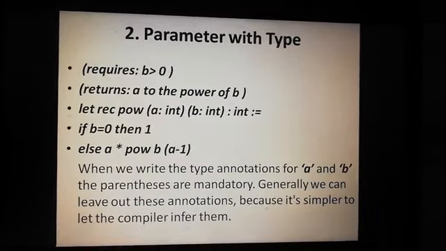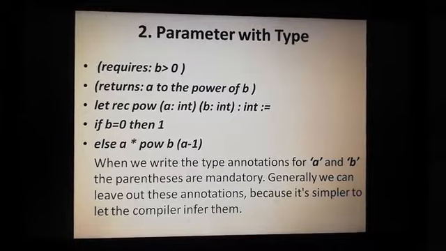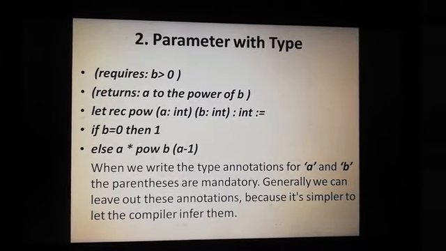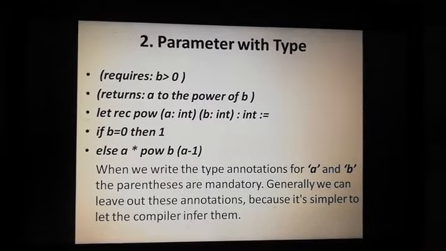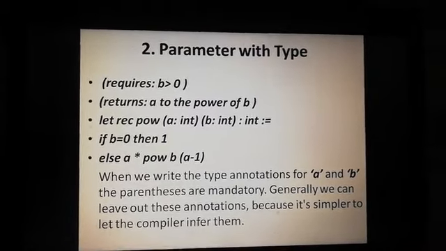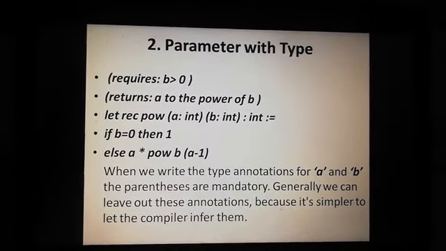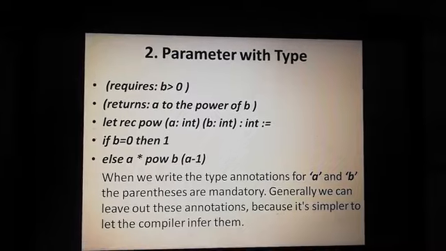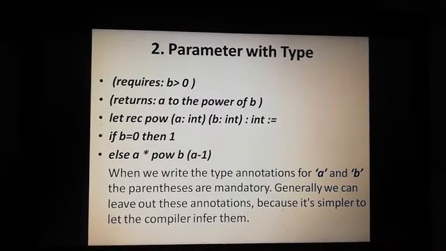Next, parameter with type. The simple difference is, here we mention the type of the variable, that means the parameters. Here we are using a and b, those are called parameters.